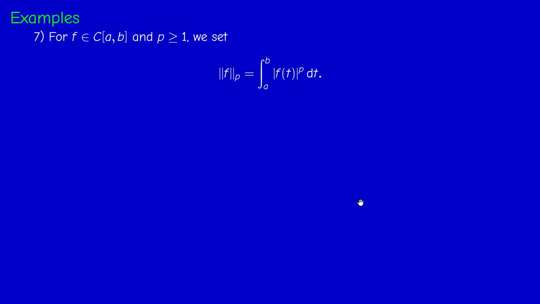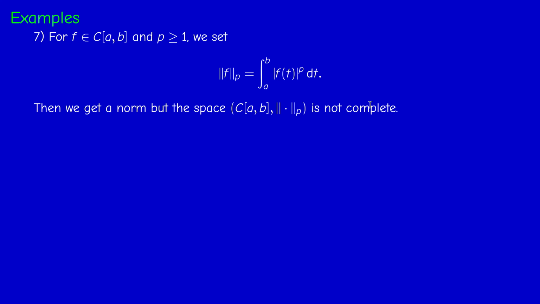Now, an example of a non-complete normed space. For any real number p which is at least one, and f continuous, we put the norm p of f to be the integral... Sorry, there's an error here. It should be raised to the power 1 over p, so please correct it. And so we get a norm, however, this norm is incomplete.